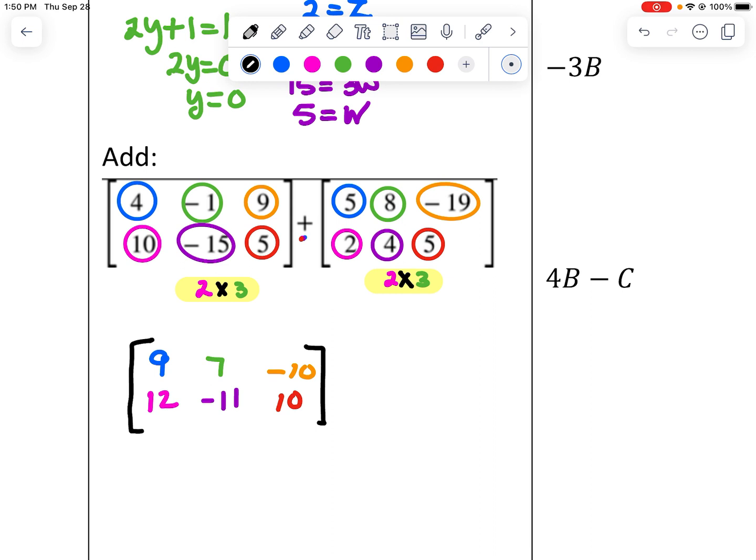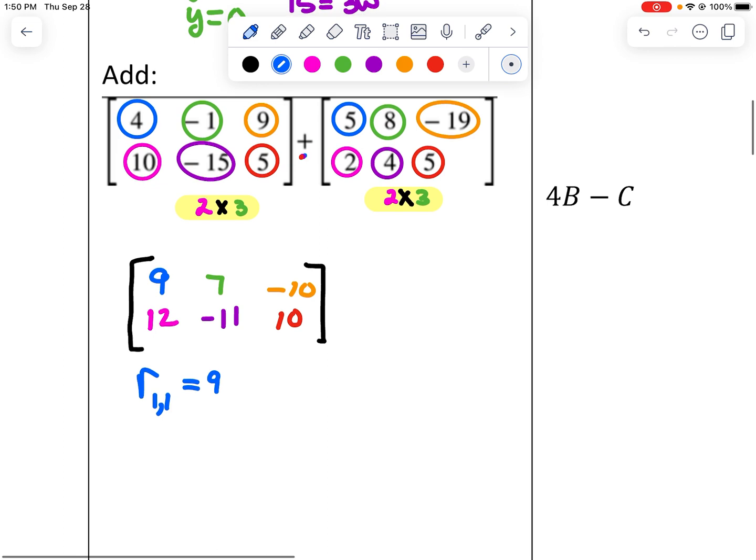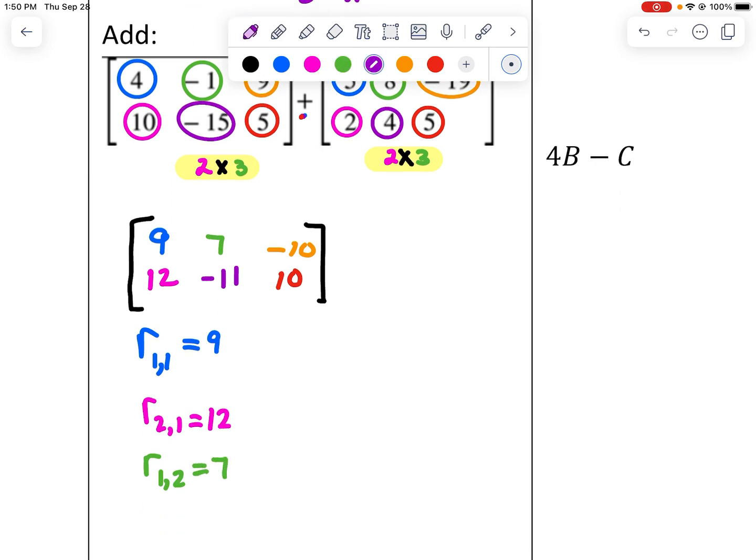And so in Canvas, it's going to say, what is the resulting vector of the first element, first column, first row, and you're going to say that is 9. And then it is going to say, okay, what is the result in the second row, first column? And you're going to say 12. And then what about the first row, second column? You're going to say 7. And the second row, second column? You're going to say negative 11.